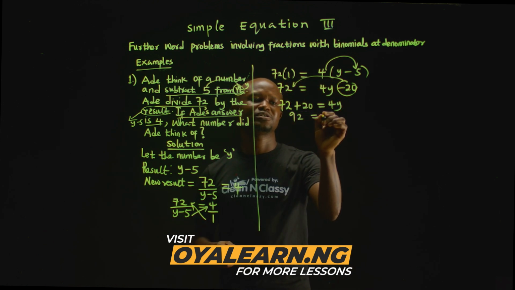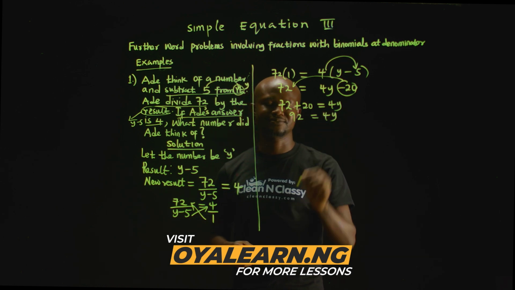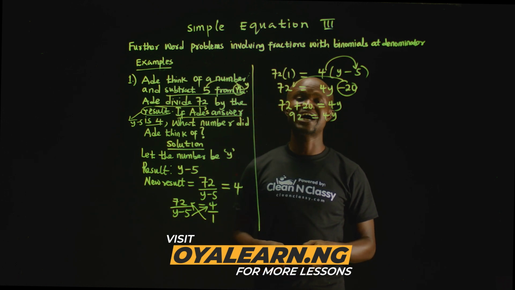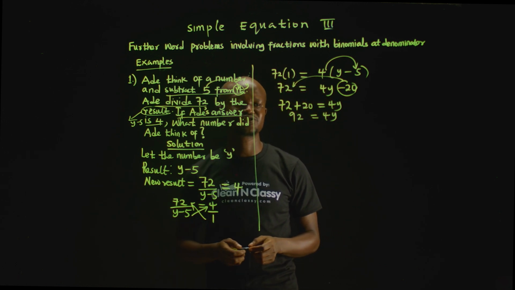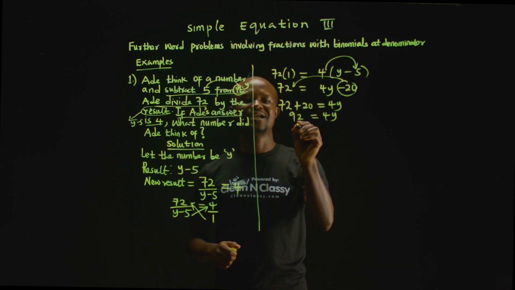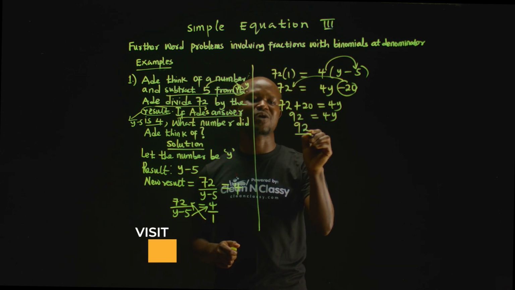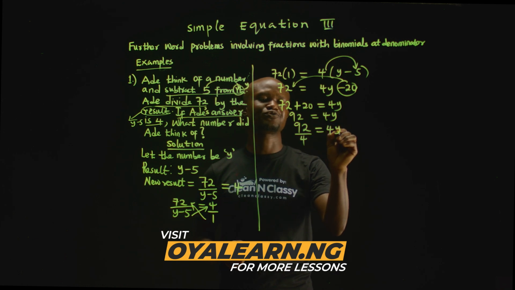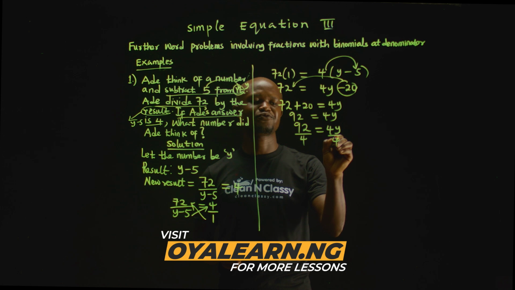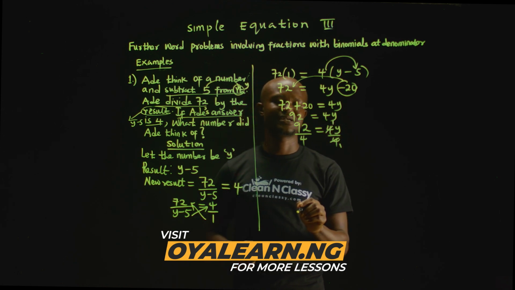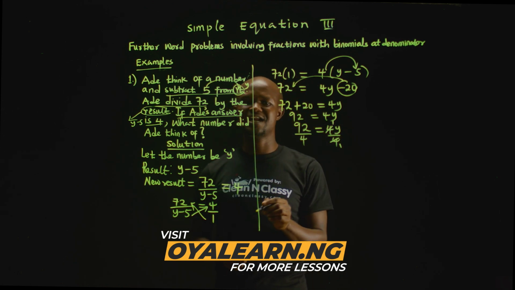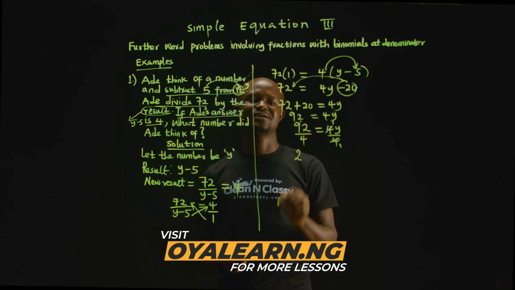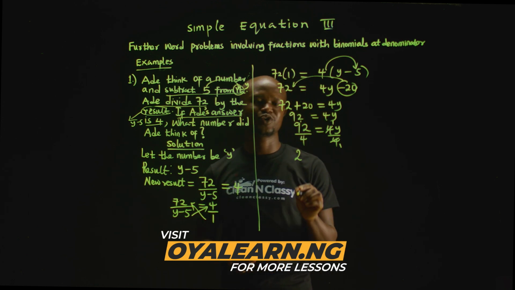92 equals 4y. Now the next thing for us to do is to divide both sides by the coefficient of y, which is 4. Dividing both sides by 4, we have 92 divided by 4 equals 4y divided by 4. 4 here 1, 4 here 1. Now, 9 divided by 4, we have 2, remainder 1. Now, 12 divided by 4, what do we have? That is 3.